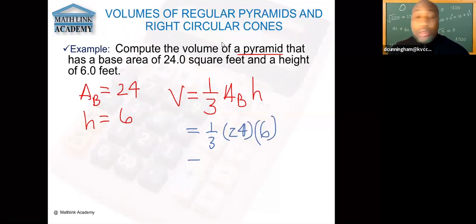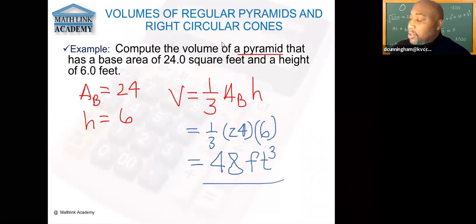Let's make sure we do this correctly. When we multiply all three of those numbers, I believe this should be 48. Now you have to make sure what the unit is. Since we're talking about volume, the units would be cubic feet. Cubic feet. So let's circle that, and that's what we have as an answer for this particular problem.